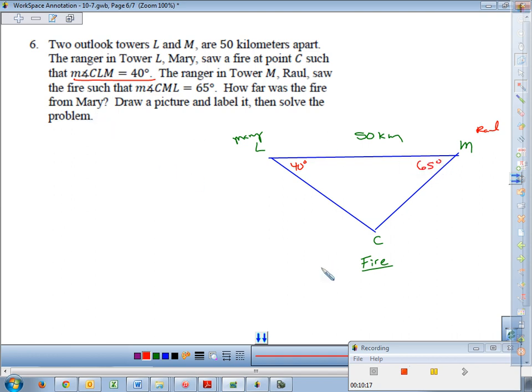How far was the fire from Mary? Cool. What would you use? Why the law of sines? Only one side. So let's pause the video. Oh, wait a minute. Before we pause the video, what distance should we find? They said, how far is the fire from who? That's why I put their names in the picture also. Here's the fire. Here's Mary. Don't we want to call that X right there and find X? Yeah. So pause the video and find X.